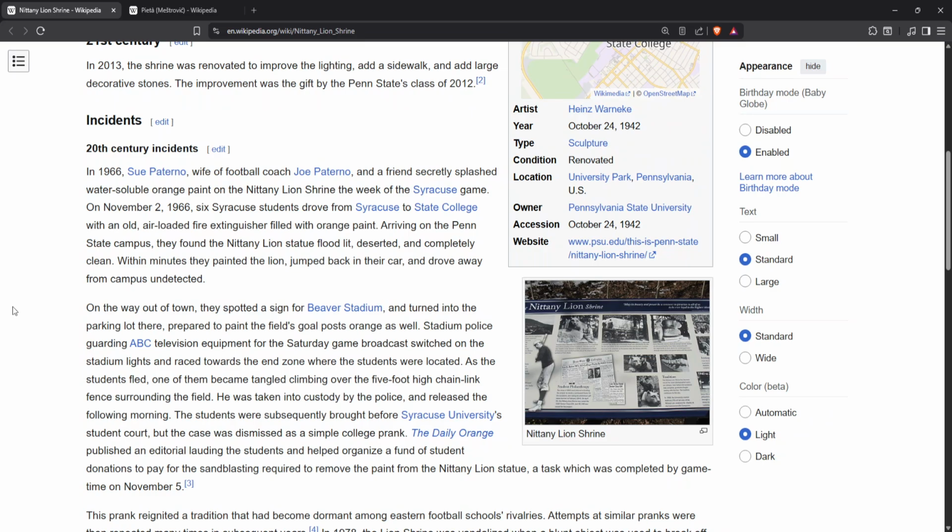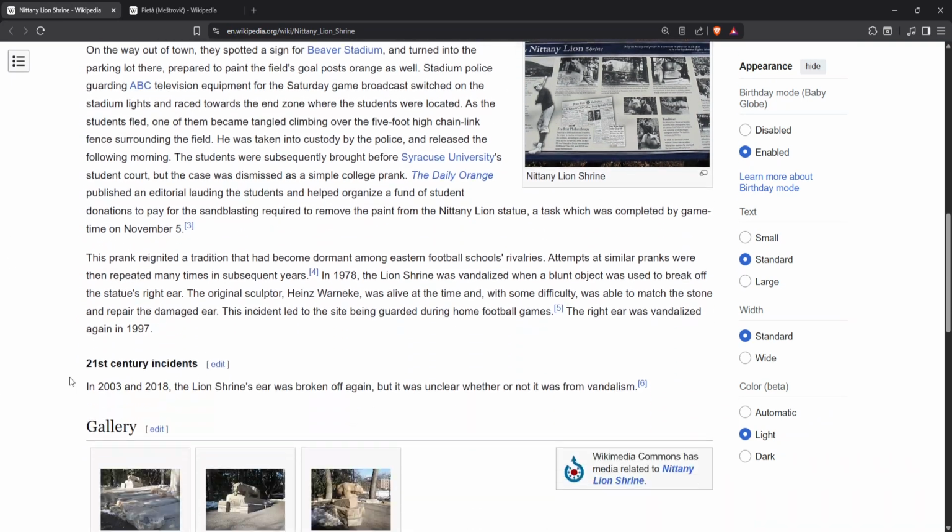The Daily Orange published an editorial lauding the students and helped organize a fund of student donations to pay for a sandblasting required to remove the paint from the Enemy Line statue, a task which was completed on time by November 5th. I mean, it was a simple prank. It was nothing too big. The statue, the sculpture, whatever, was able to be cleaned up, fixed. So it's not a big deal.